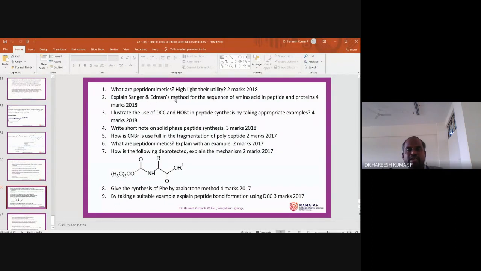So Sanger's and Edman's methods. Sanger's method means dinitrofluorobenzene is the Sanger's reagent, and then the Edman reagent. What is the Edman reagent? It's phenyl isothiocyanate. Okay, both the methods you have to mention.